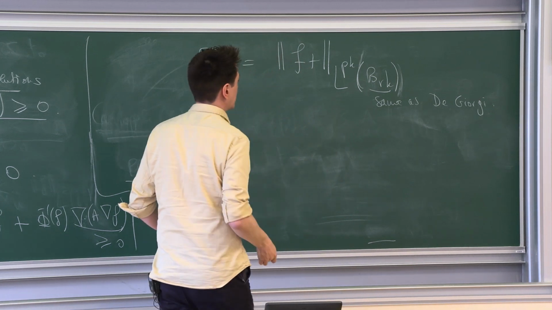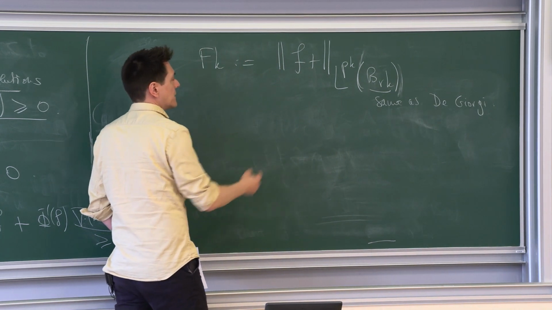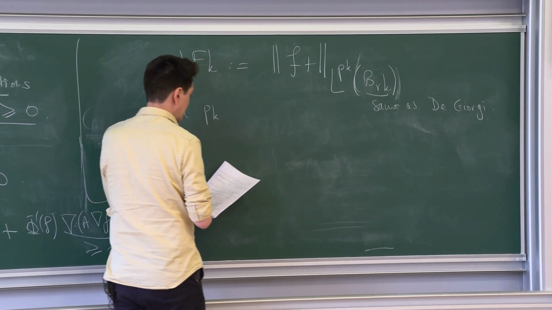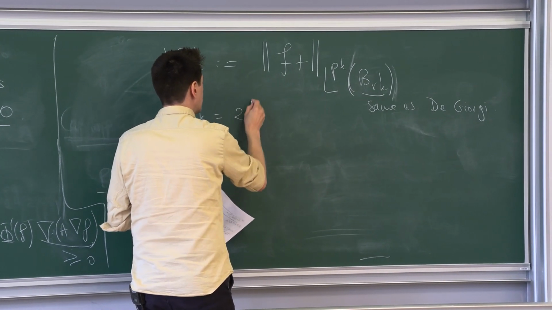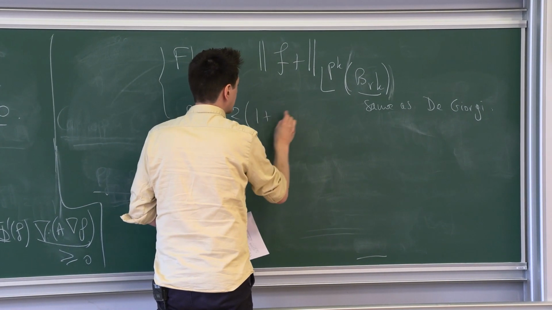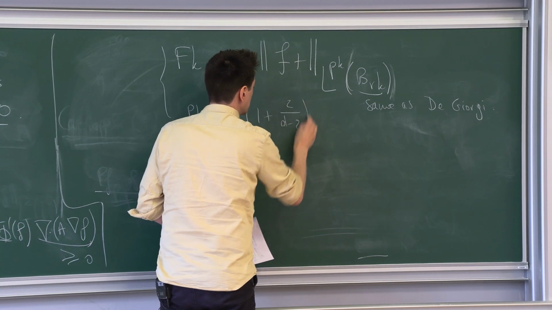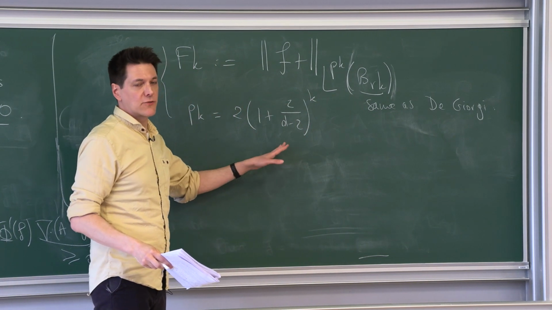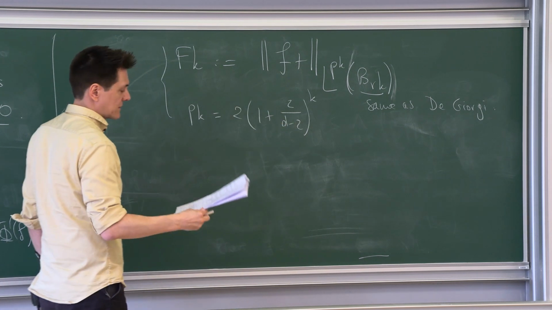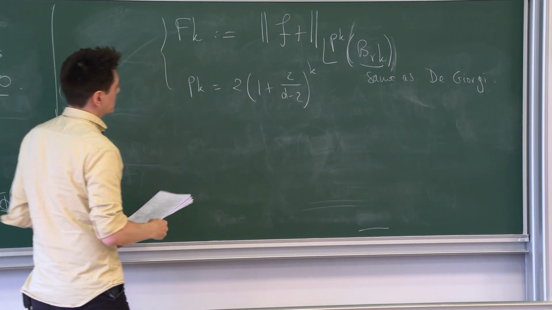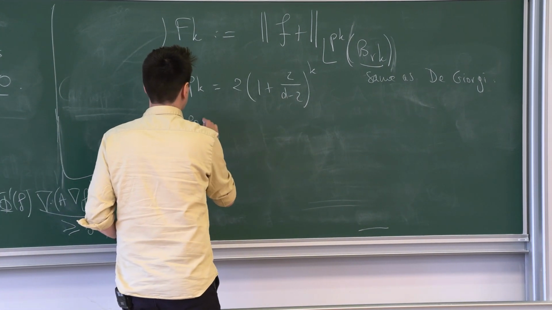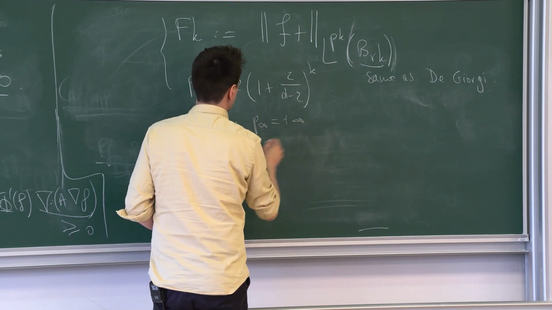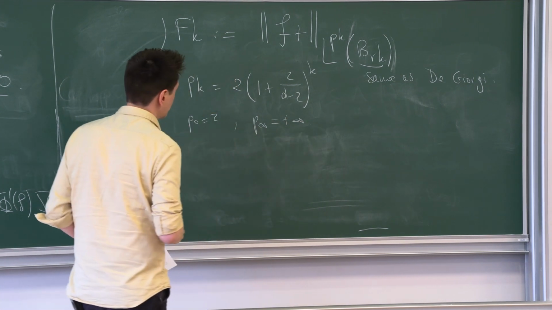So yeah, same as in my picture that I've erased. The pk now are an increasing, geometrically increasing sequence given by 2 times (1 plus 2 over d minus 2) to the k. As before, I'm doing things for d greater than 3, but there will be an equivalent statement. And so you see that p naught is 2, and of course p infinity is infinity. So we connect nicely L2 to L infinity.